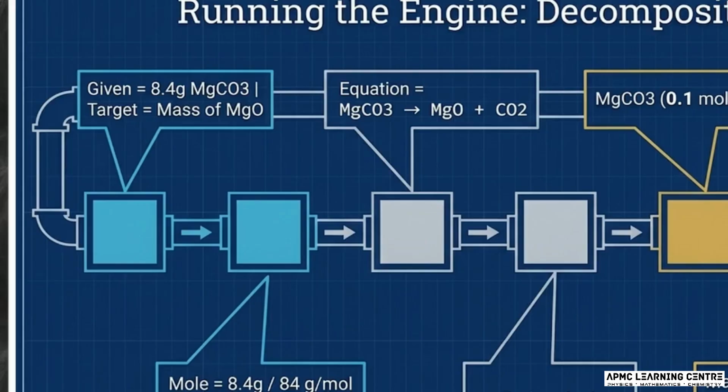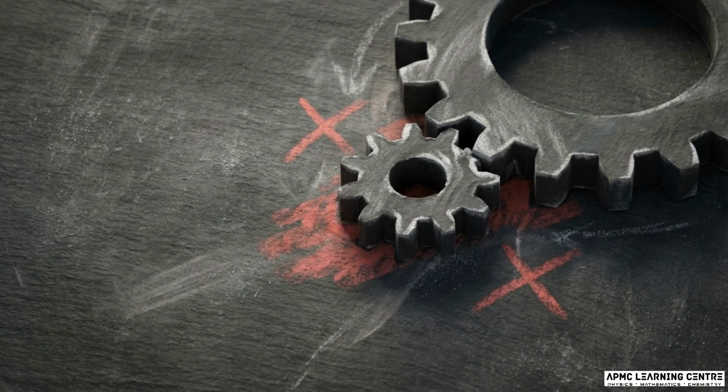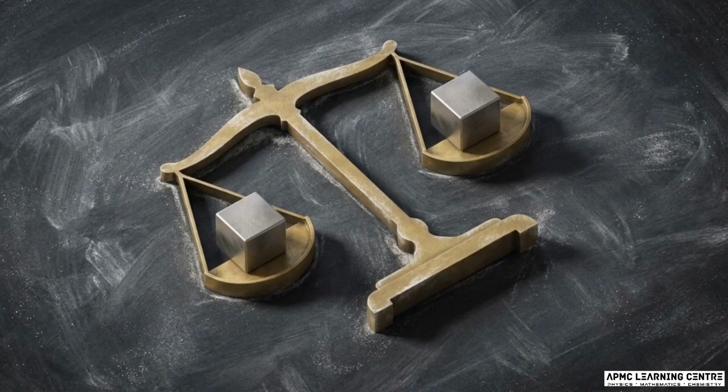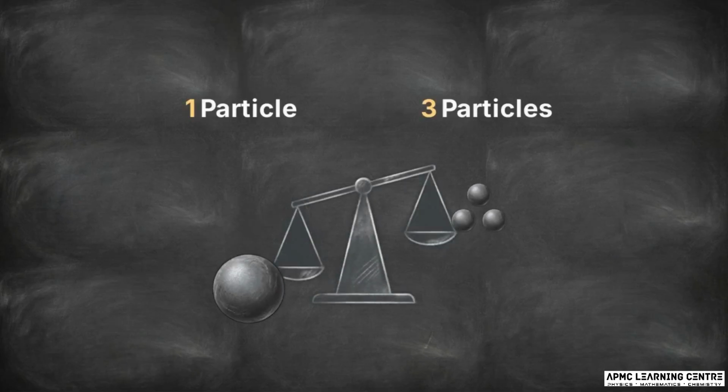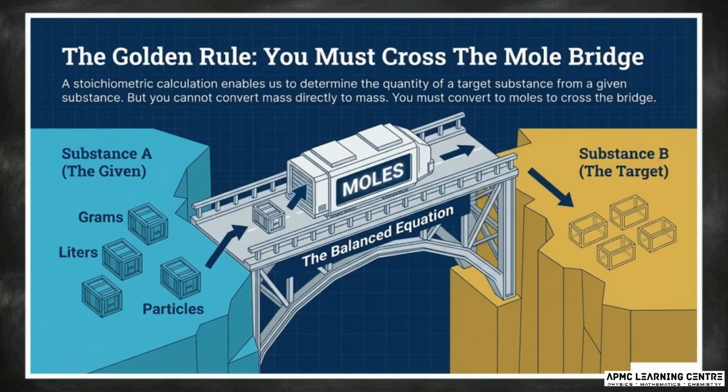We load our raw data into the starting chamber of the pipeline, in this case, the 8.4 grams of magnesium carbonate. One common error is the gram-to-gram trap. You cannot convert the mass of one substance directly into the mass of another. The relationship between chemicals is not based on mass alone. This is the golden rule of the engine. The pipeline will physically reject grams.